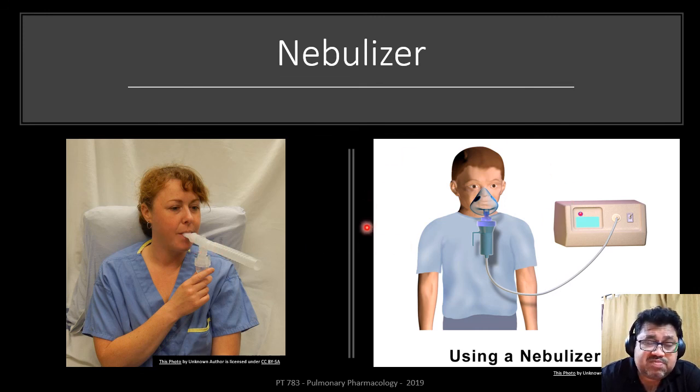However, in cases of people who cannot use a T-piece because of either cognitive reasons or if there are children involved who cannot do what they are being asked to do, then it can also be delivered using a mask. So either by mouthpiece or by mask.